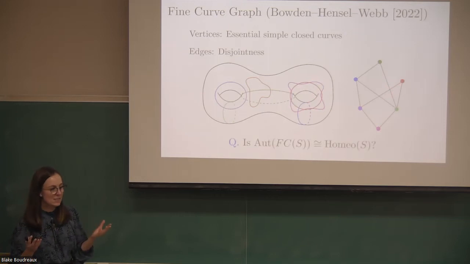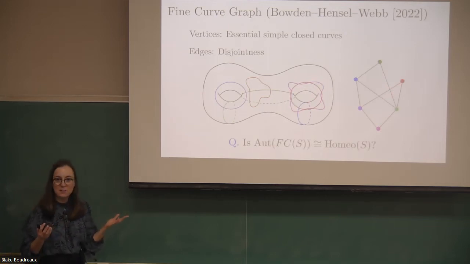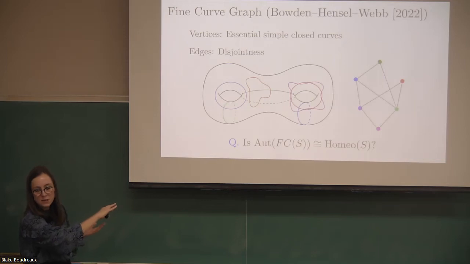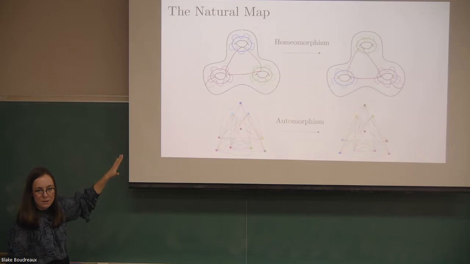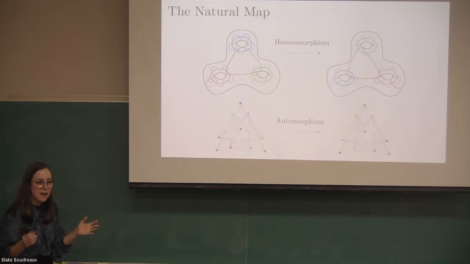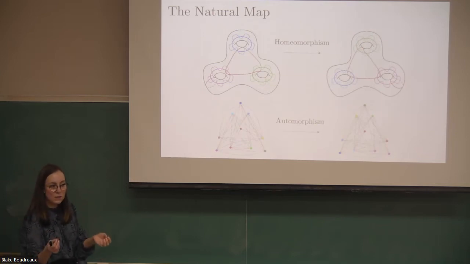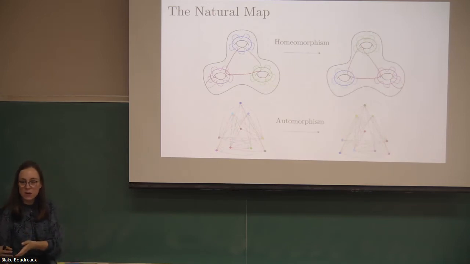So a question you can ask is: is the group of automorphisms of the fine curve graph isomorphic to the group of homeomorphisms of a surface? The reason we're looking at the group of homeomorphisms of a surface is because we dropped the word homotopy class in the definition. Notice that there's once again a natural map from the group of homeomorphisms of a surface to the automorphisms of the fine curve graph. And this once again corresponds to the fact that disjoint curves have to map to disjoint curves, which means edges in the fine curve graph map to other edges in the fine curve graph.